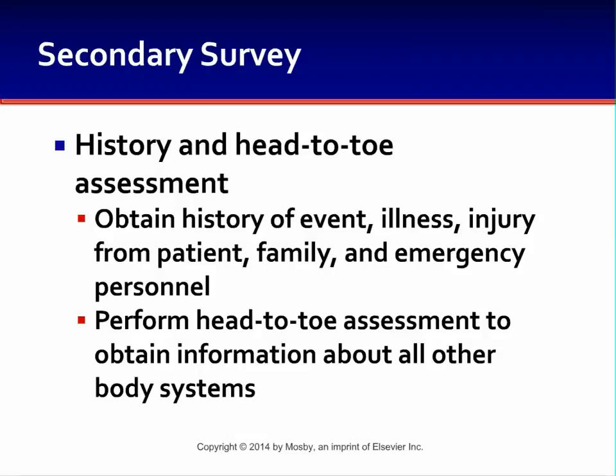What is the patient's health history? The mnemonic AMPLE is a memory aid that helps you to ask about the following. A is allergies to drugs, food, or the environment. M is medical history. P is past health history. L is last meal. And E is events and environment leading up to the illness or injury.